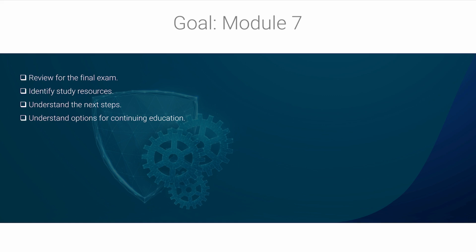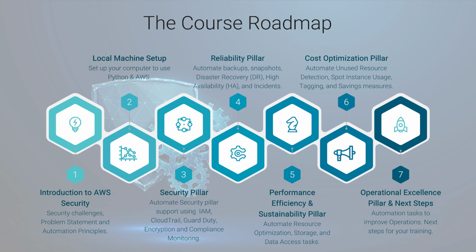And then once we've addressed that pillar, we'll look at the final exam. We're going to see how to review for it. We're going to identify some study resources, and then we'll give some coverage to understanding next steps and understanding the options for continuing education. So, just to recap, this is our course roadmap.